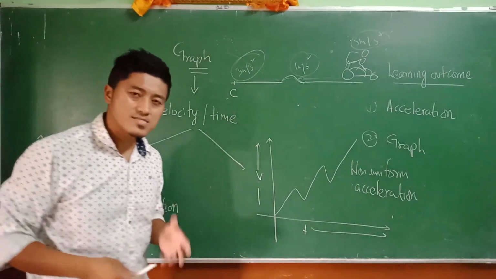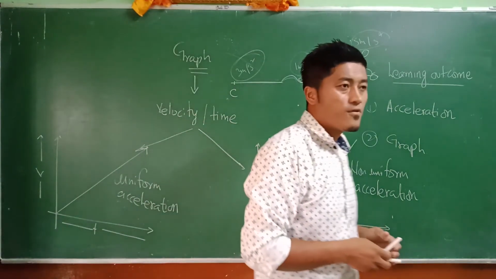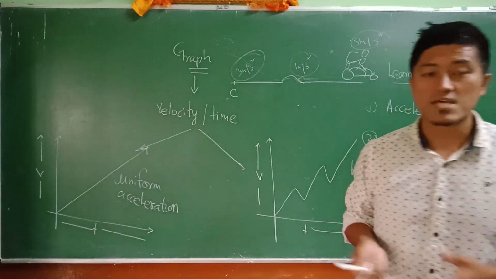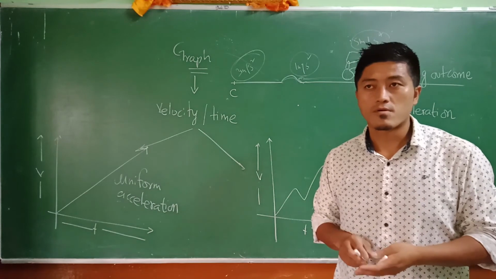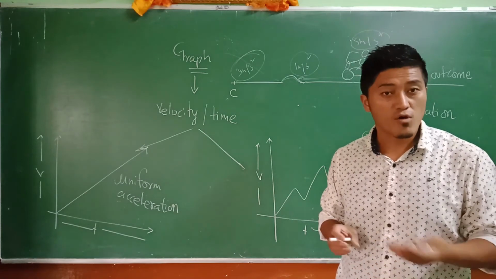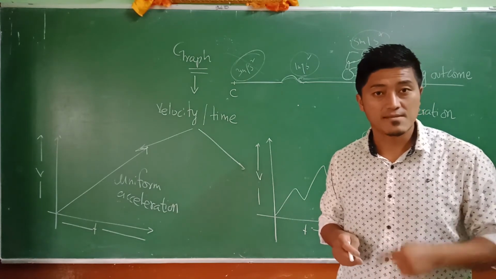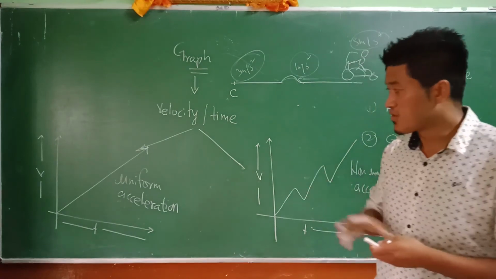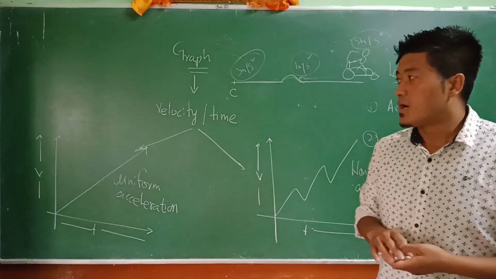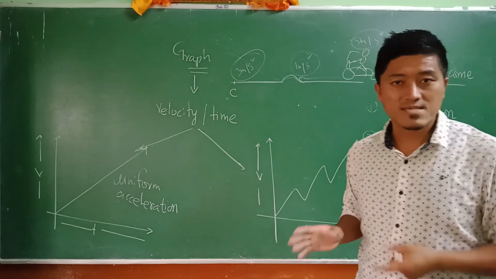In the exam, they might ask you to draw a graph for an object which is at rest, or draw a graph for an object which indicates that the object is moving at a uniform acceleration. So this is the part of today's lesson.